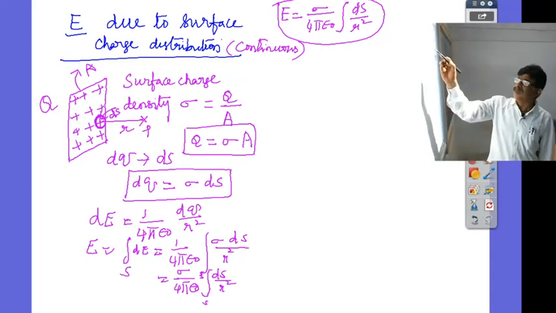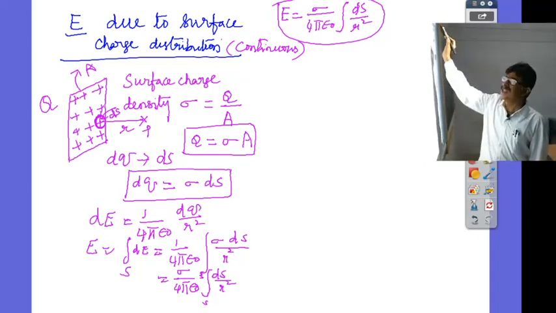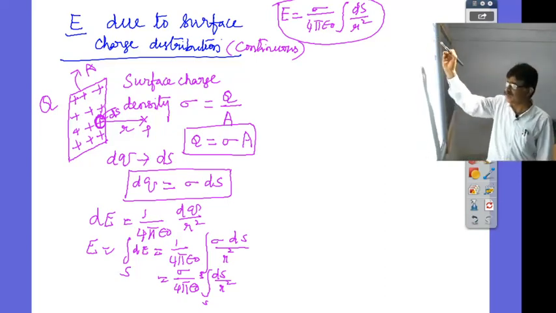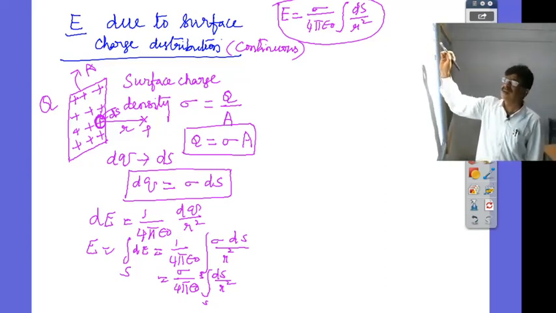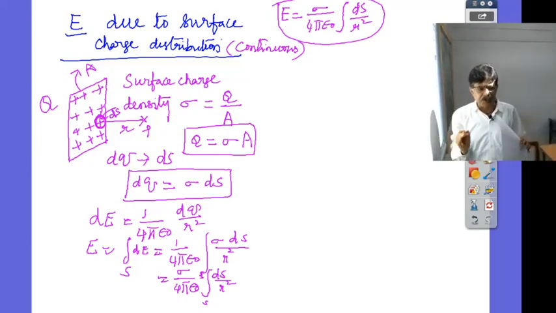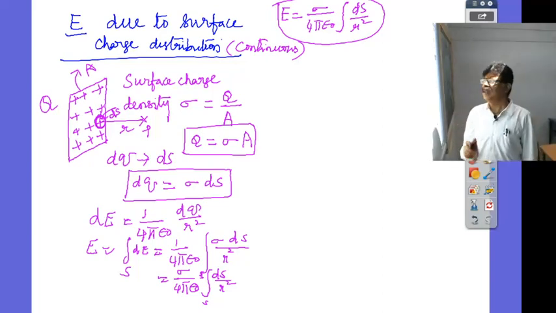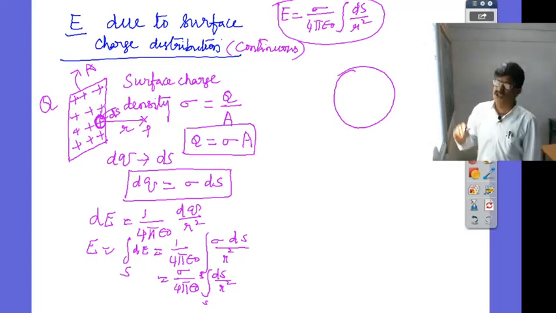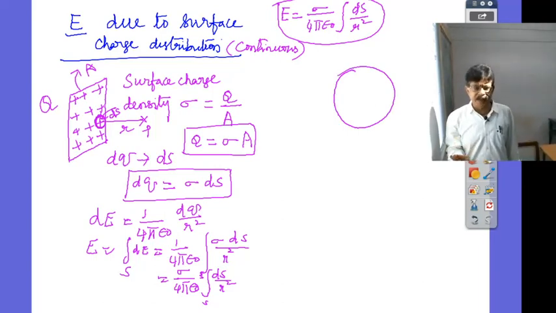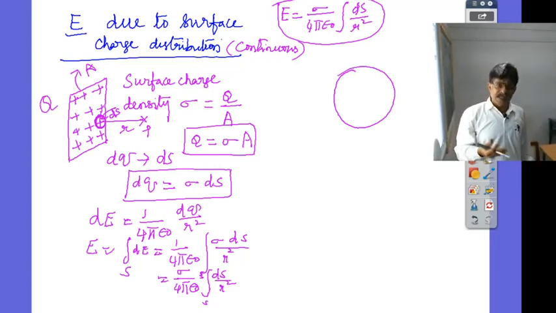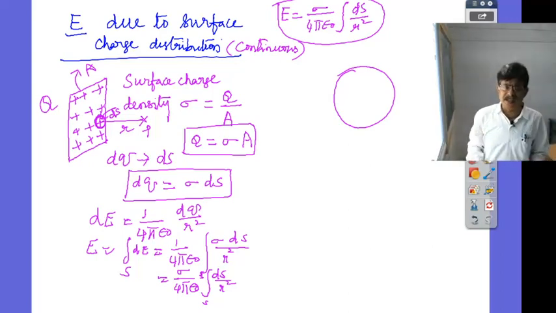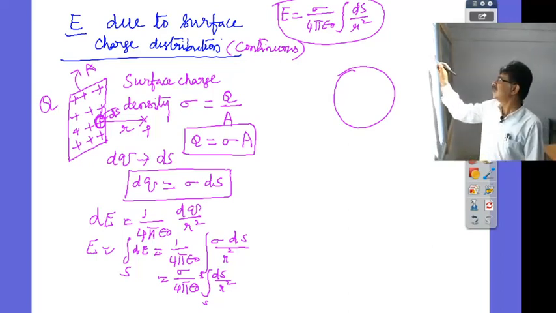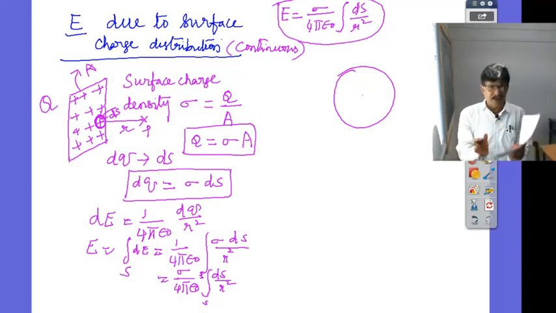Now once you know the linear charge distribution and surface charge distribution, the final one which we are going to discuss now is volume charge distribution. Let us suppose you have a sphere of charge. What do you mean by a sphere of charge? A sphere over whose surface the charge is uniformly distributed. Yes, you can consider a cloud.